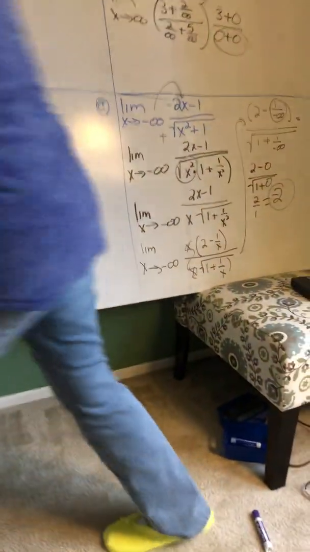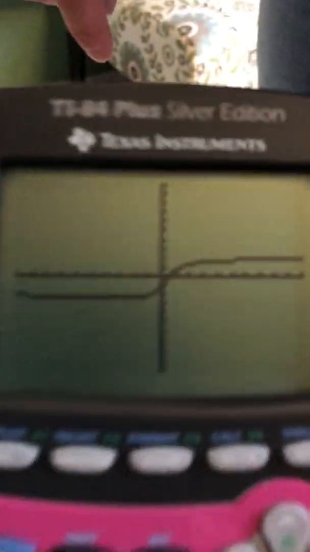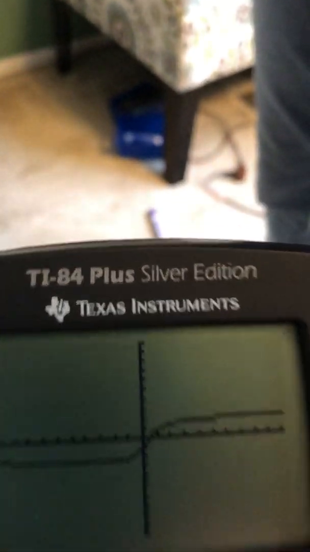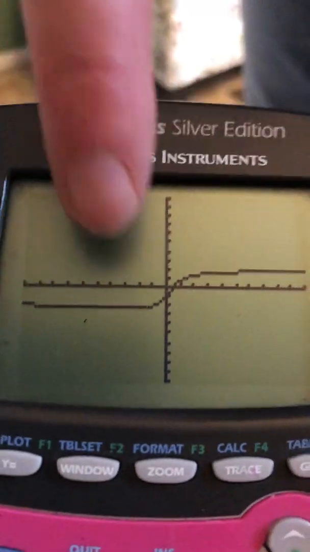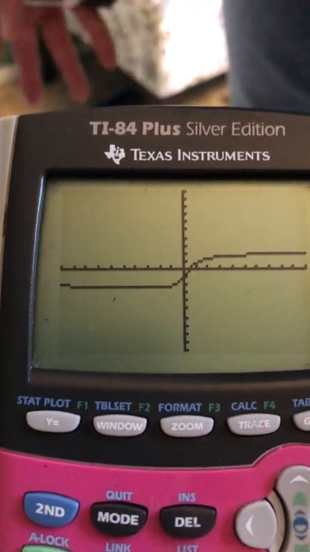Plus, I have it on the calculator here for you, and I graphed it. Can you get a picture of that? Or is it too dark? No, you're good. Yep. Notice as you approach negative infinity, that is definitely a negative 2, not a positive 2.